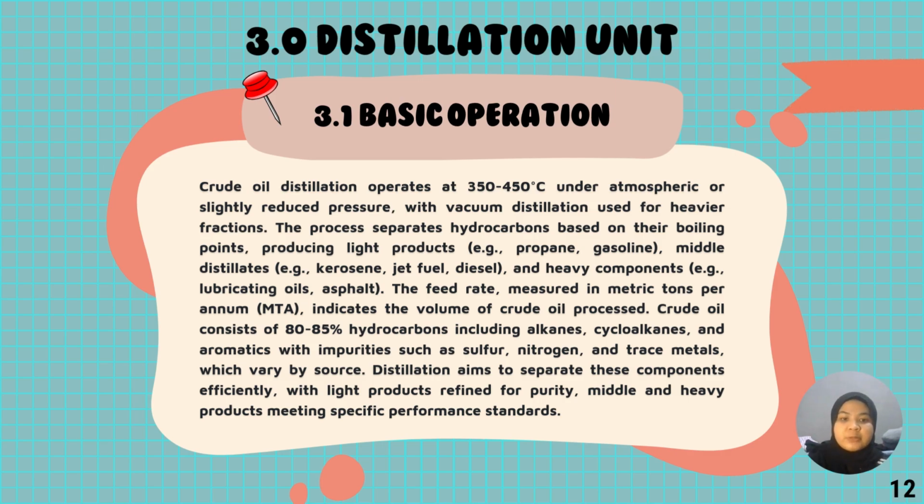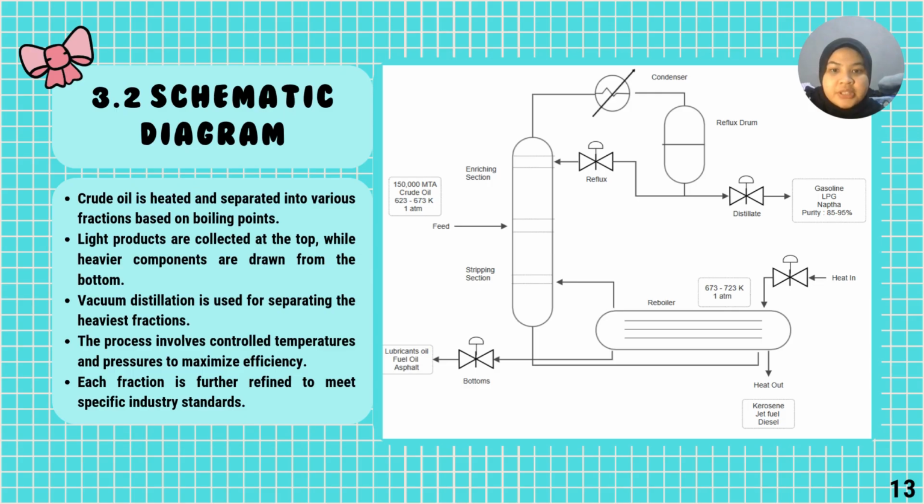Next, for the distillation unit, the basic operation of crude oil distillation operates at a temperature of 350 to 450 degrees C under atmospheric or slightly reduced pressure, with vacuum distillation used for heavier fractions. The process separates hydrocarbons based on their boiling point, producing light products such as propane and gasoline, middle distillates like kerosene, jet fuel, and diesel, and heavy components like lubricating oil and asphalt. The feed rate is measured in metric tons per annum, which indicates the volume of crude oil processed. Crude oil consists of 80 to 85% hydrocarbons, including alkanes, cycloalkanes, and aromatics, with impurities such as sulfur, nitrogen, and trace metals, which vary by source.